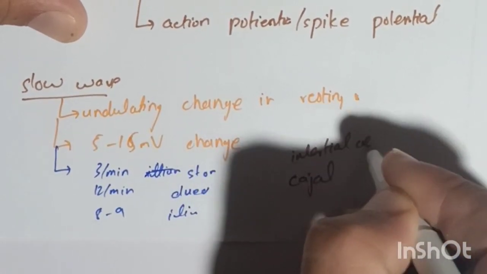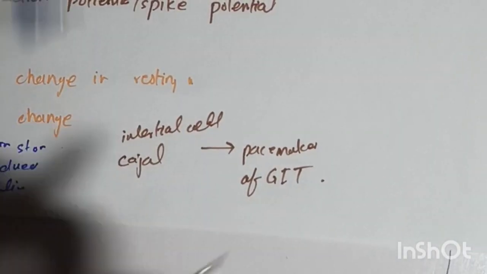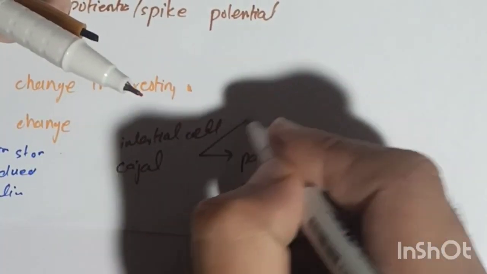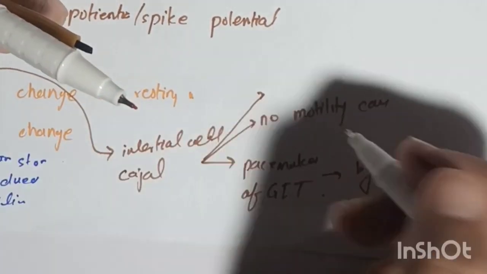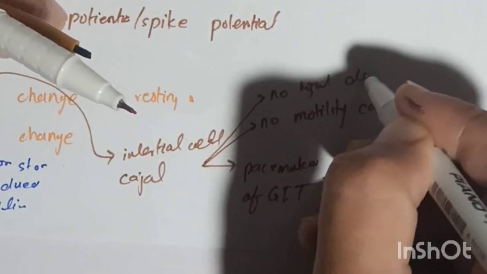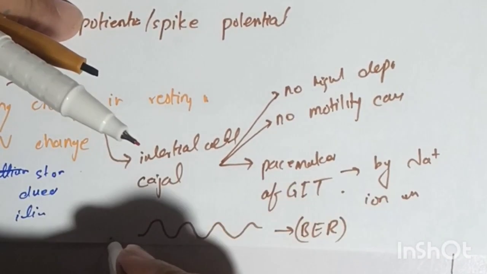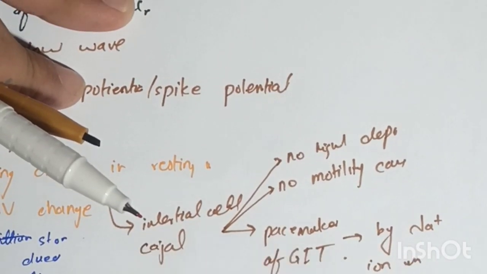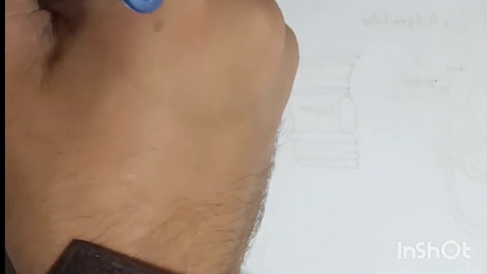Another thing is the interstitial cells of Cajal. These are the pacemakers of the cell. Sodium ions enter these cells, and they are continuously activated by sodium entry. They cause no motility; they only cause the slow wave potential, with no high depolarization. This membrane potential is called the basal electrical rhythm, the basal electrical resting membrane potential.